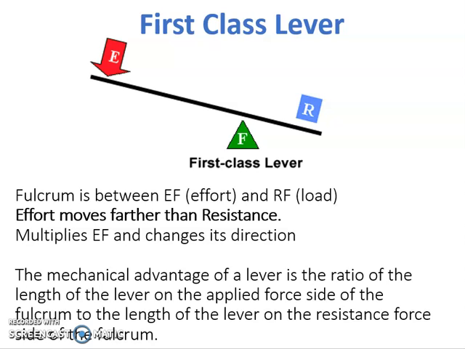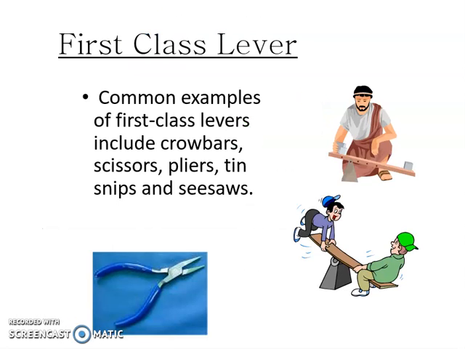So let's look at some actual examples here because it's just easier to think about it like this. We see this with things like crowbars. We see this with scissors. We see it with seesaws. And that's a first class lever. We see this sometimes with catapults in some ancient cultures and how they launched various things in warfare. And so that's what we call a first class lever.